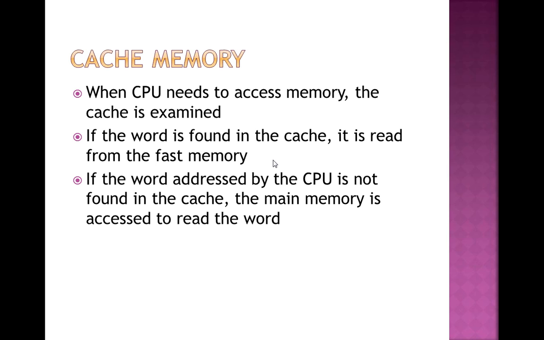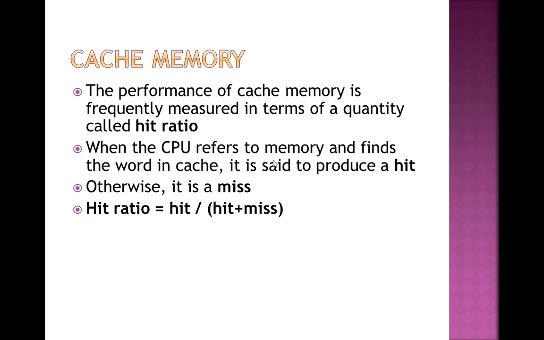As I told you in the first few slides, if the CPU accesses the memory and the word is found in the cache, then the CPU fetches the data from the cache memory. But if the word is not found in the cache, then the main memory is accessed to read the word.